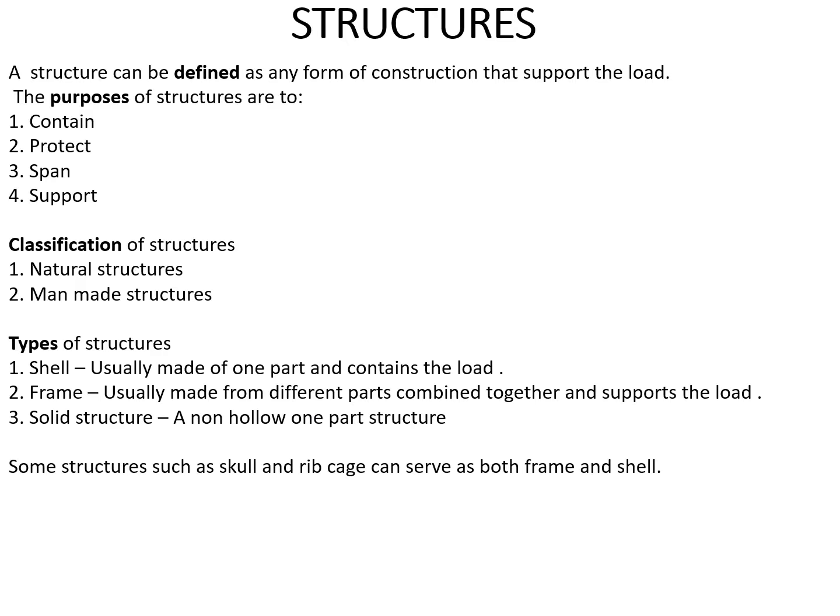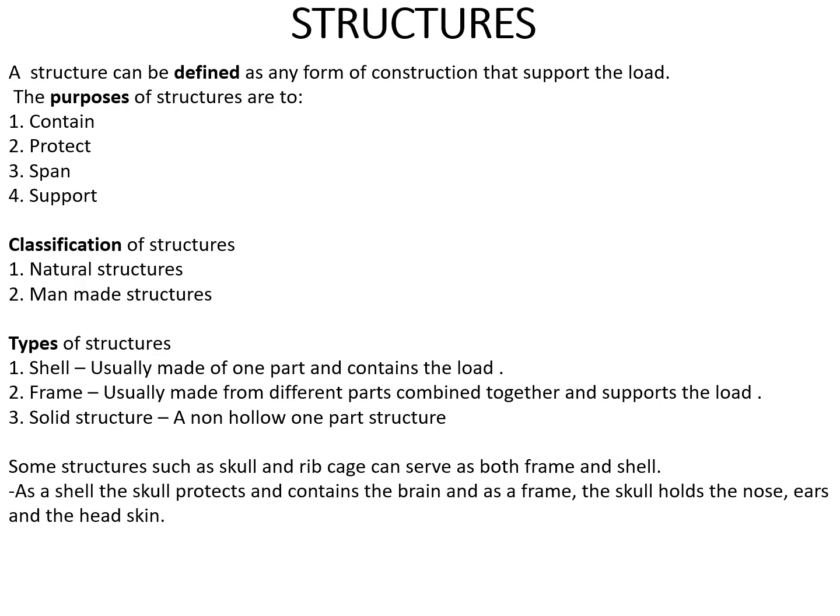Now we come to structures that act as both the shell and the frame. I've already spoken about one of them. Some structures such as the skull and rib cage can serve as both the frame and the shell. Remember, the shell will always support the load from outside and the frame usually supports from inside. Now, let's look at how these serve as both shell and frame. Let's take a skull, for example.